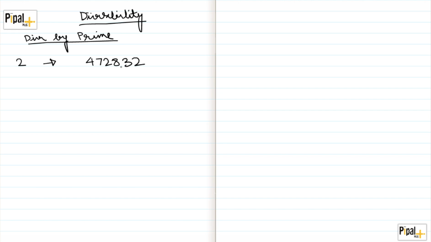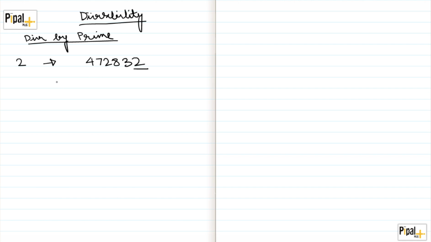472832, right? So if I go to test whether this number is divisible by 2 or not, what I simply do is I test whether this is an even number or not, which means I just look at this last digit. Now this last digit, if this is divisible by 2, then the entire number will be divisible by 2, right? But what's the logic behind just checking for this last digit?